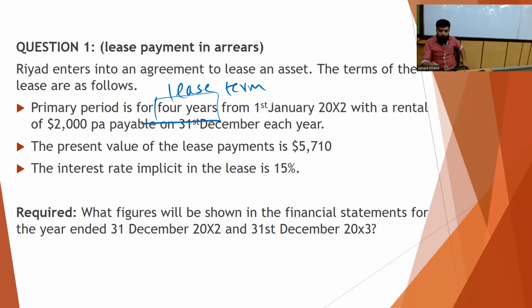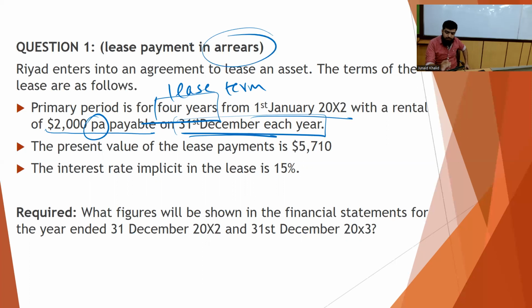From 1st January 2002, that is the inception of the lease, the start of the lease, with a rental of $2,000 per annum, PA, payable on 31st December each year. It means rentals are paid at the end of the accounting period, which is the case of arrears. Now there is a 2,000 rental per annum payable every year. That is the fixed rental, or the fixed payment, that would be paid at the end of each year for the period of 4 years.